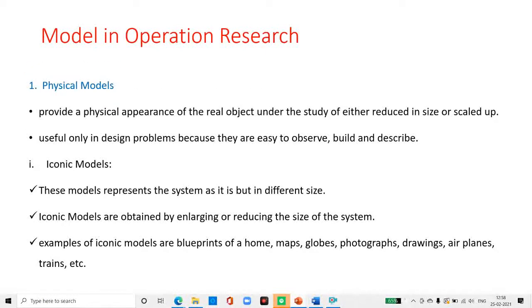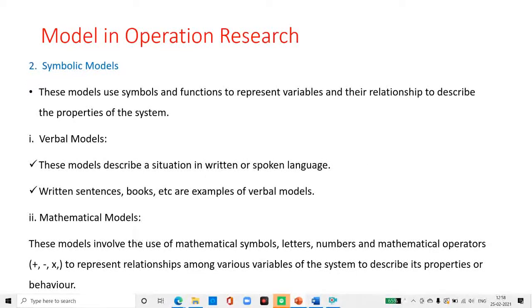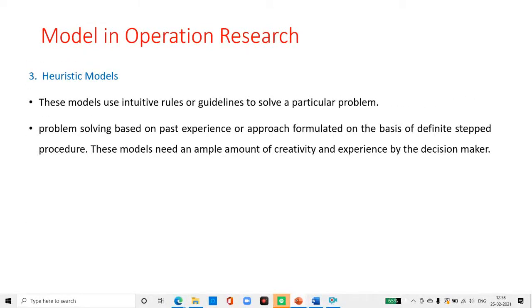So here we discussed the models of operational research. First is the physical model. In that there are two categories: iconic model and analogy model. Then we discussed the symbolic model: verbal models, mathematical models, and the third point is heuristic models.